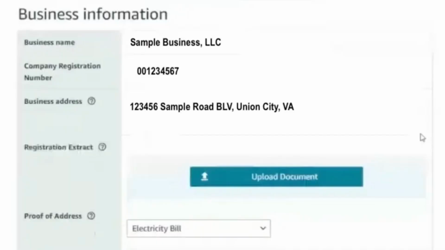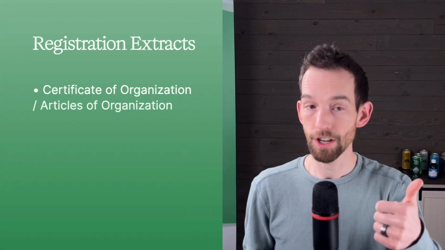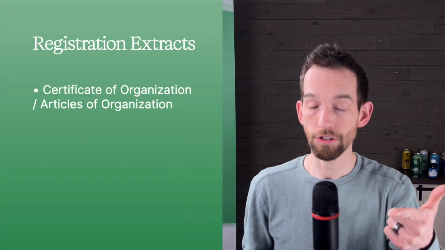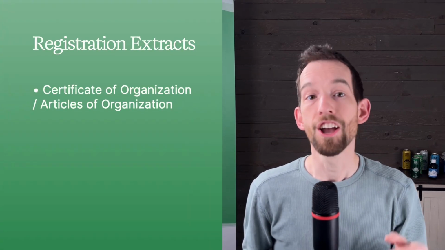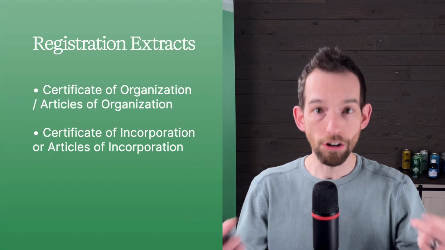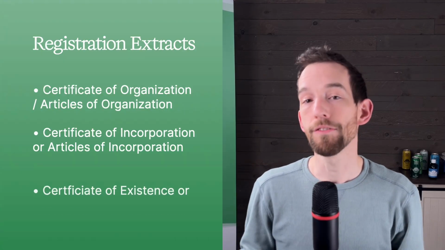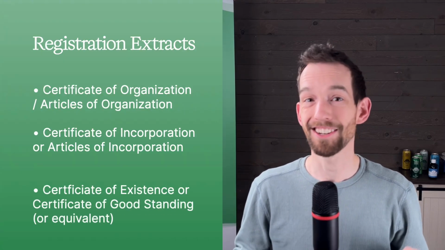Later in the seller account application, Amazon is going to ask you to upload a document that is used, in addition to the government website, to verify this registration number. They refer to this document as a registration extract. Depending on your state or country, this is usually a certificate of organization or articles of organization if you're an LLC, your certificate of incorporation or articles of incorporation, a certificate of existence, or sometimes it's called a certificate of good standing, and there may be some other type of document that they have given you.